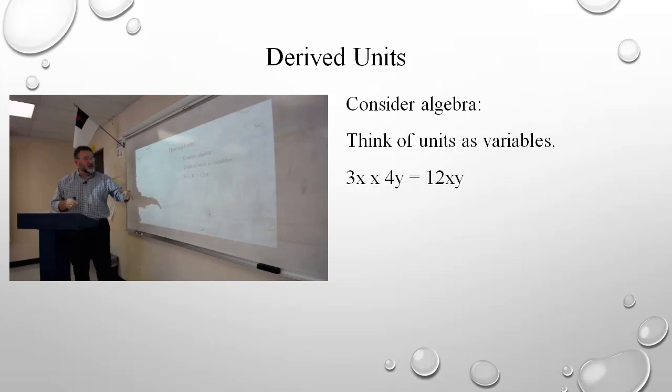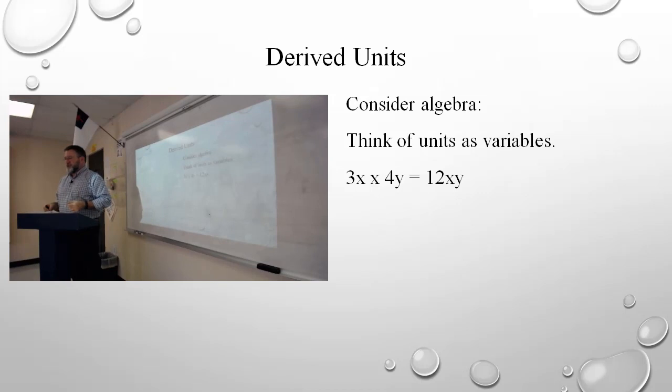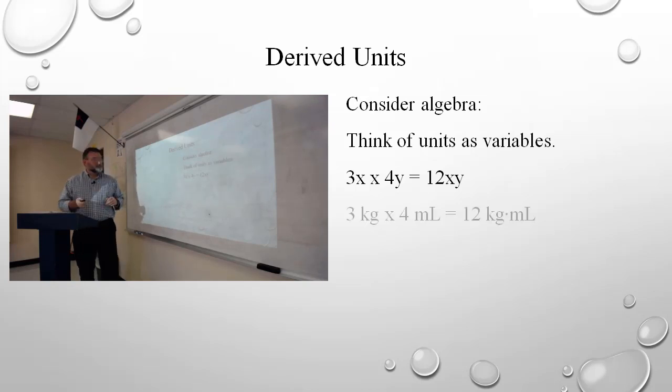So this section here, it says 3x times 4y. Now hopefully you would all say, yes, that's 12xy. You see that? Do the coefficients. 4 times 3 is 12. X times y is xy. So it's 12xy for algebra. Now, think of the units in chemistry like you would the variables in algebra. So, 3 kilograms times 4 milliliters equals 12 kilogram milliliters.